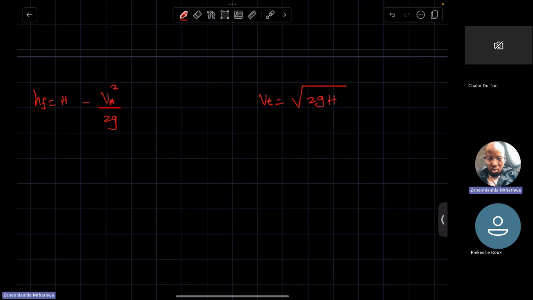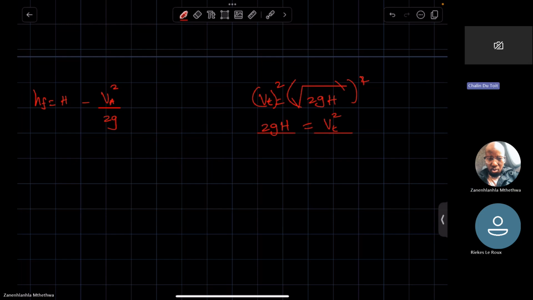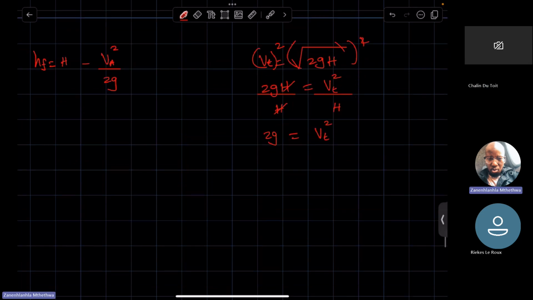Now, if you were to solve for 2g in this equation, meaning squaring both sides, you're left with 2gh is equal to Vt squared. And then if you were to solve for 2g, or making 2g the subject of the formula, you then divide both sides by h. Hence, 2g will be equal to Vt squared over h. So this next formula comes about by substituting the equivalent of 2g, being Vt squared over h. So replacing 2g with this formula.